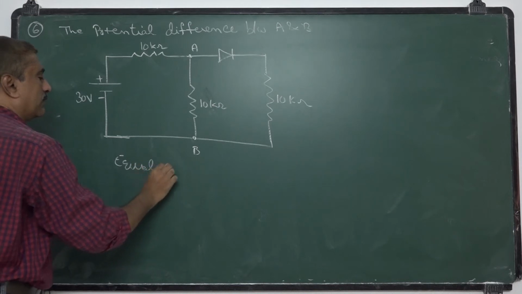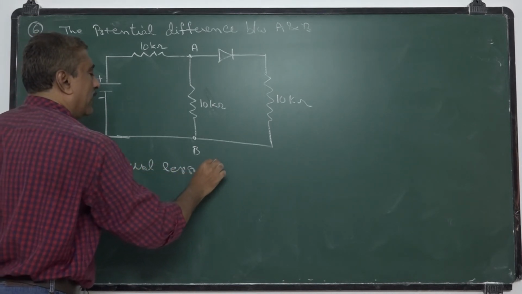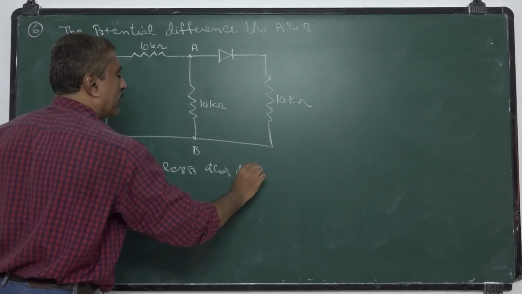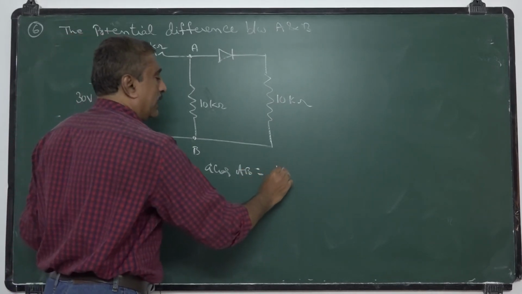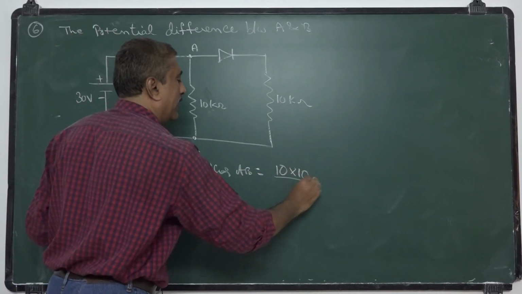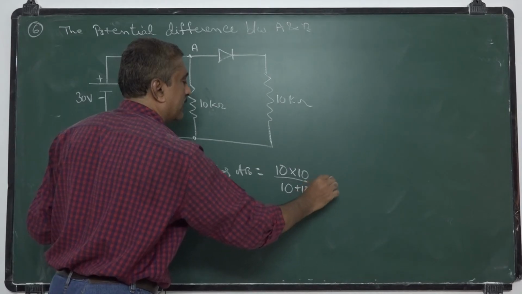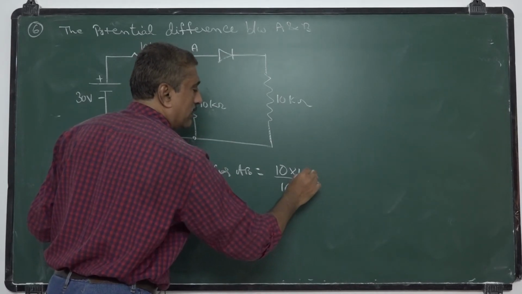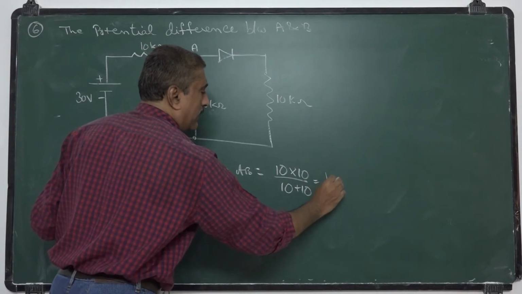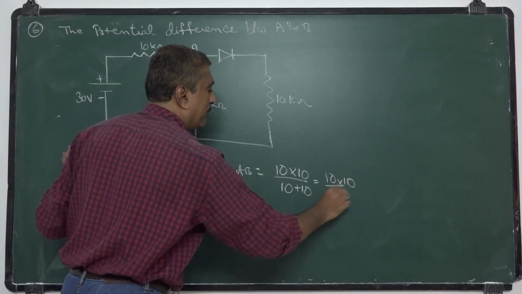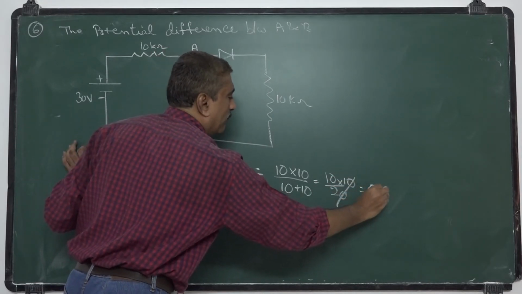So we can write like this. Equivalent resistance across AB is equal to 10 into 10 by 10 plus 10. This is a parallel connection. So that is 10 into 10 by 20, that is 5 kilo ohm.